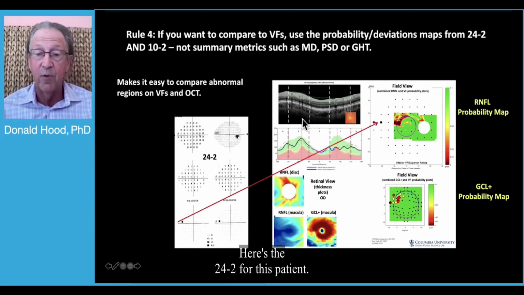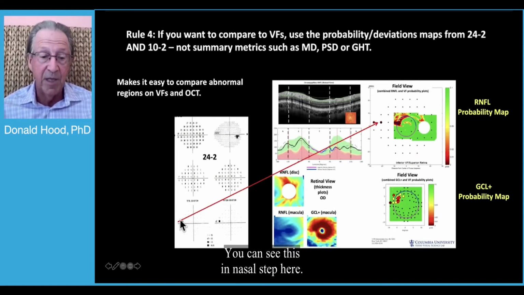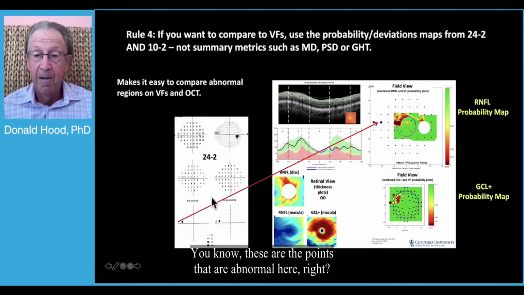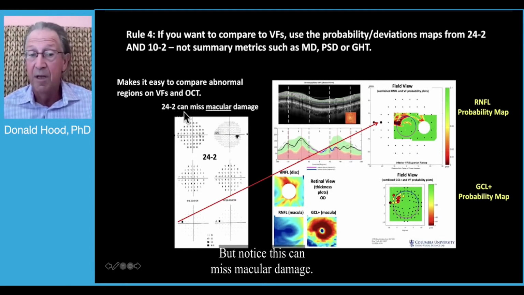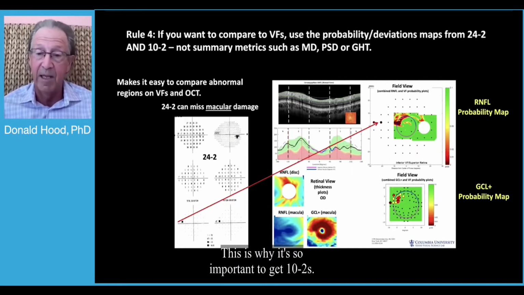Here's the 24-2 for this patient. You can see there's a nasal step here. These are the points that are abnormal here, right? And you can see it's consistent with an arcuate, right? But notice this can miss macular damage. This is why it's so important to get 10-2s.